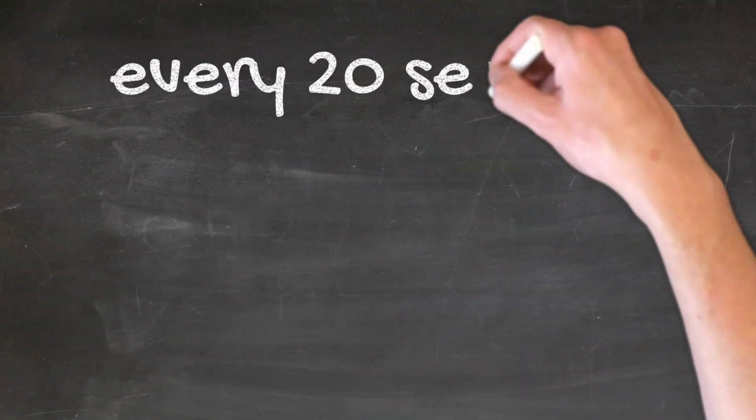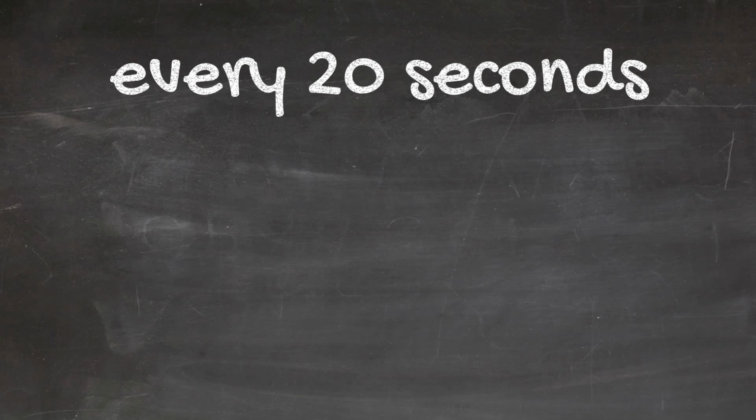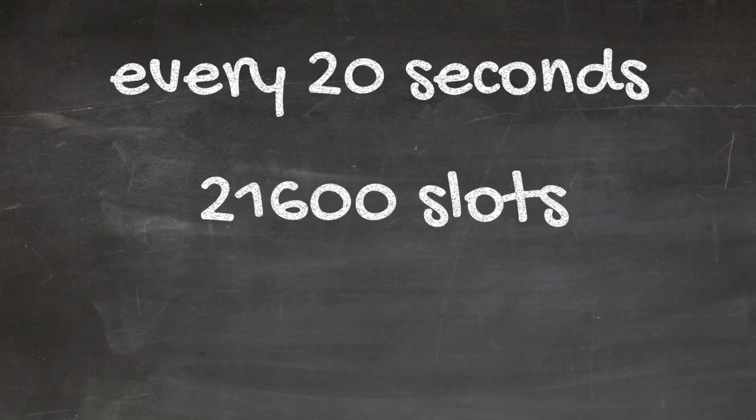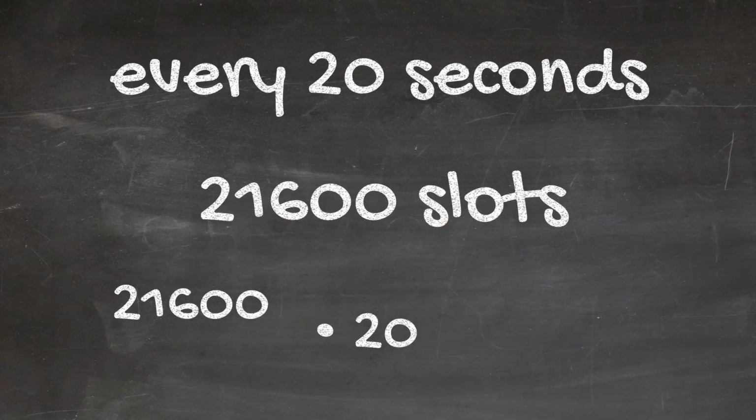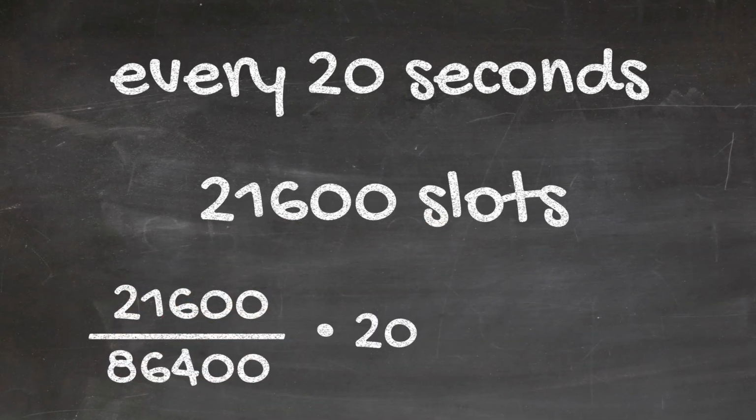There's a slot every 20 seconds, and each epoch contains 21,600 slots. So, if you do the math, you will see there's a new epoch exactly every 5 days.